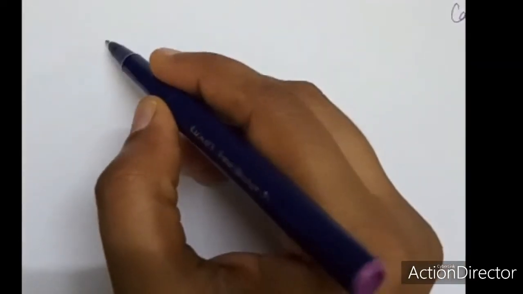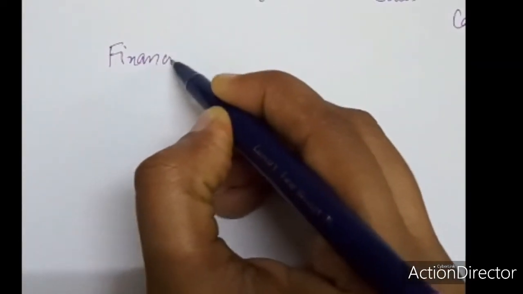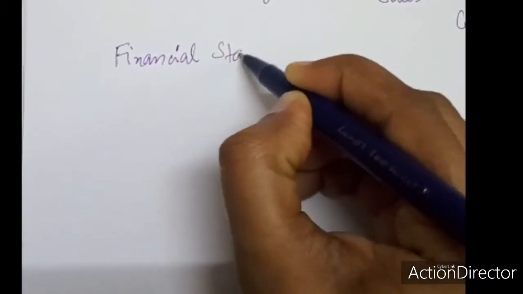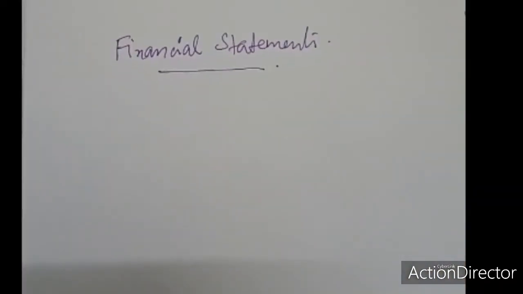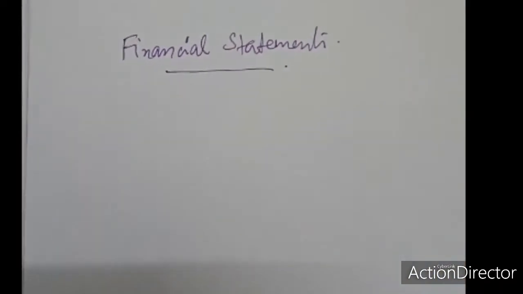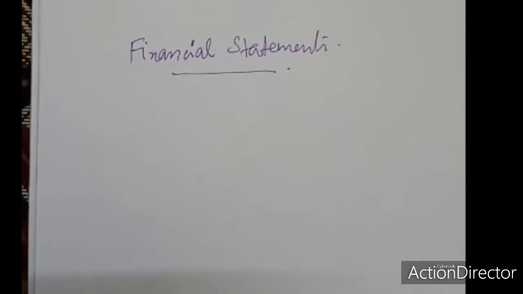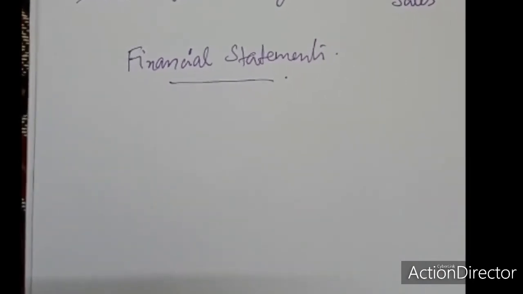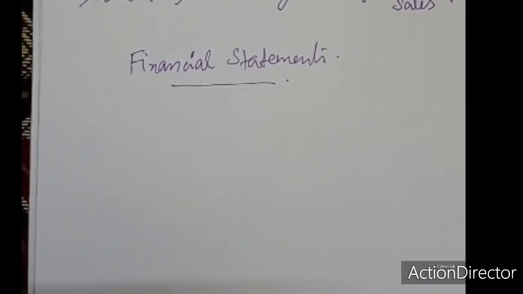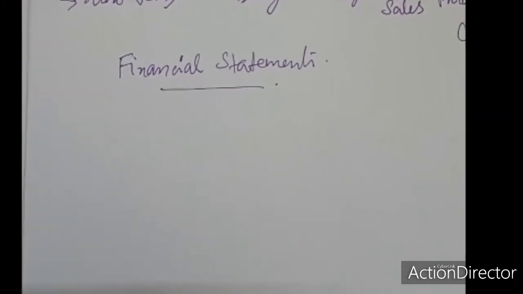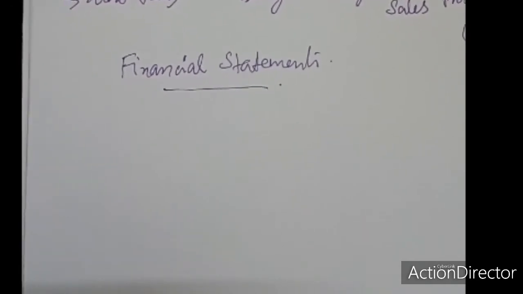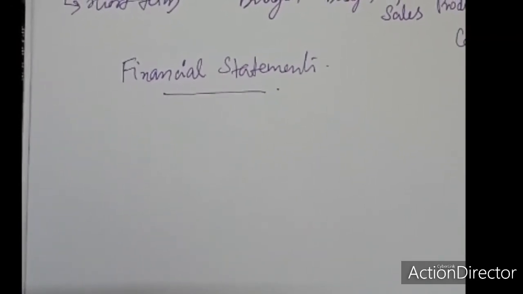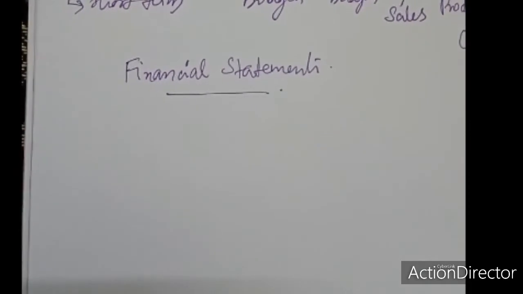The second control technique that I'm going to explain is financial statements. Right. So what are financial statements? Budgets are the most common means of financial control, but there are other useful tools also, like financial statements. Financial statements are prepared at the end of every financial year to assess the various financial activities. So the two most commonly used financial statements are balance sheet and income statement.